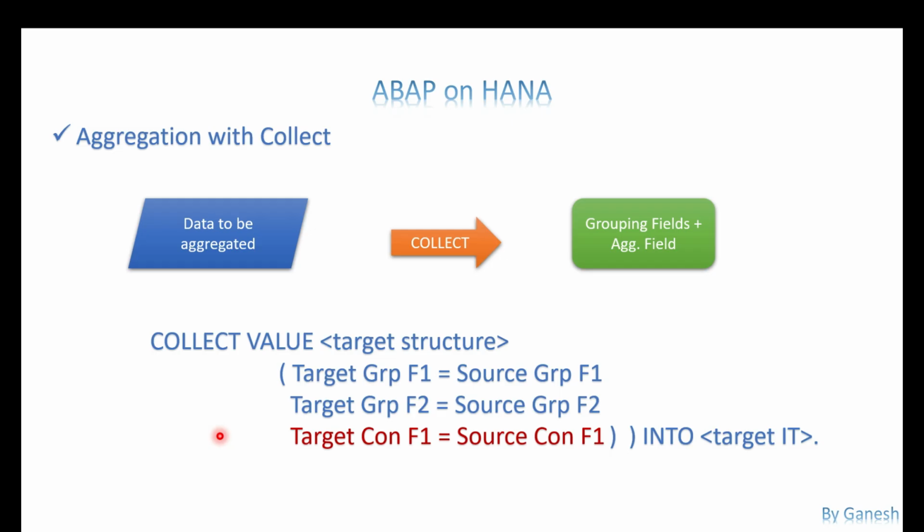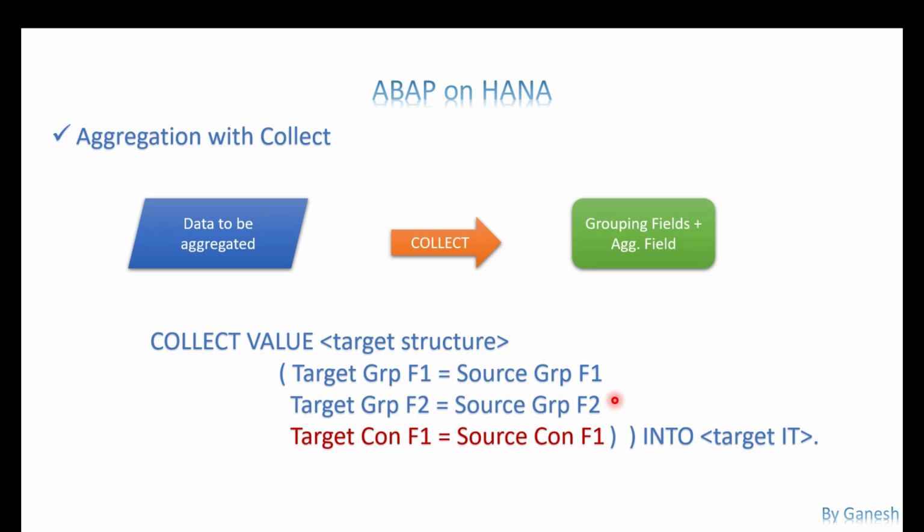The syntax is collect value target structure. The structure is nothing but the fields of your target internal table. That can be declared either in SE11 or in your same program itself. So you can use that structure name over here. And you have to map the source and target field names. The blue ones are the non-numeric fields, so they have different values. Whenever the grouping values change, obviously it will create a new additional line in your target internal table.